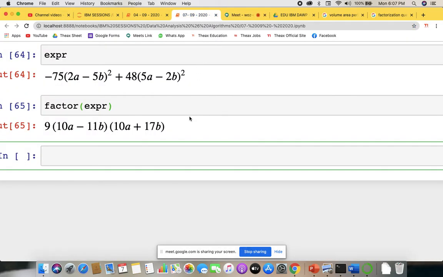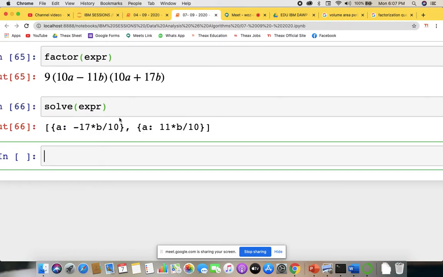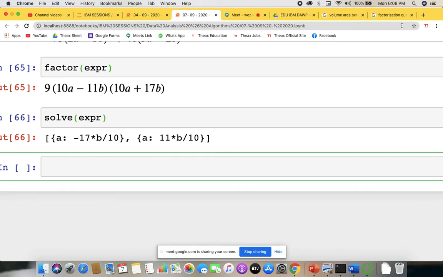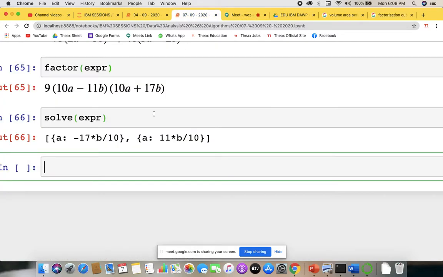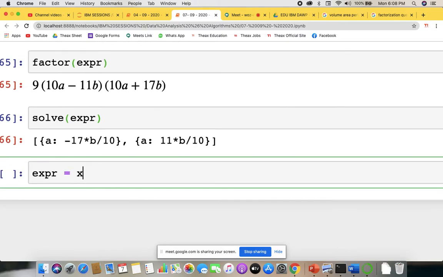Okay. Alright, so this is going to be the factorization of this, and if you want to see the solutions using solve, this is the equation, right, for the values of a: minus 17b by 10 and 11b by 10. Alright. Nice. So it was x4 plus x square y square plus y4. Answer quickly. I think that's very easy. X square plus y square and divide by 2. Yeah. What is the solution of that? No, sorry, factorization of that.